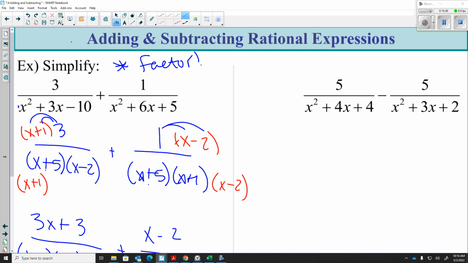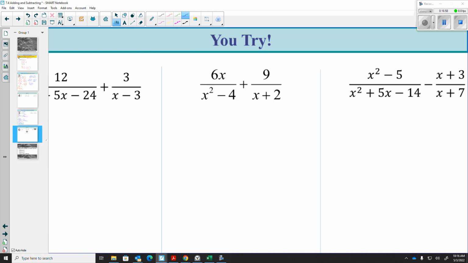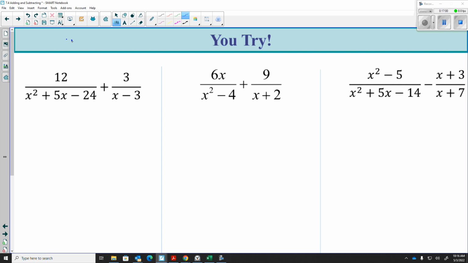Okay, I want to give you guys some time to practice. You got like 8 minutes left. So just try to get one of them done. Just try to do one of them. If you can do more than one, great. So factor everything. And then you got to give some factors where they need to go.